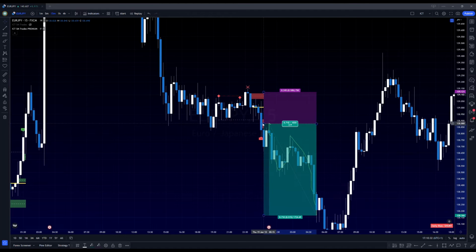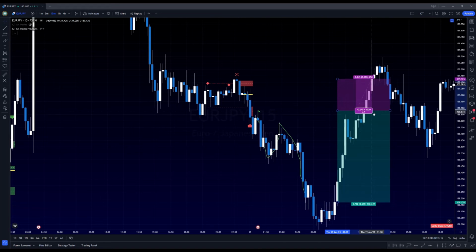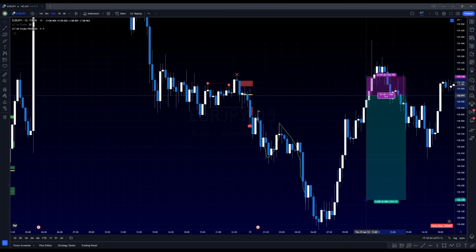It's something similar to a fair value gap, so we could have the position enter here, but the price never retraced here, so the better choice would be the middle of the fair value gap. We don't want to enter here, for example, on this order block, because the move already happened here, the bearish move.